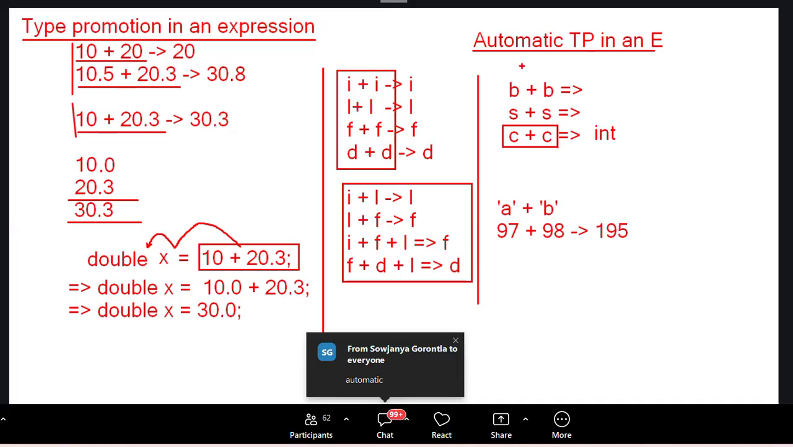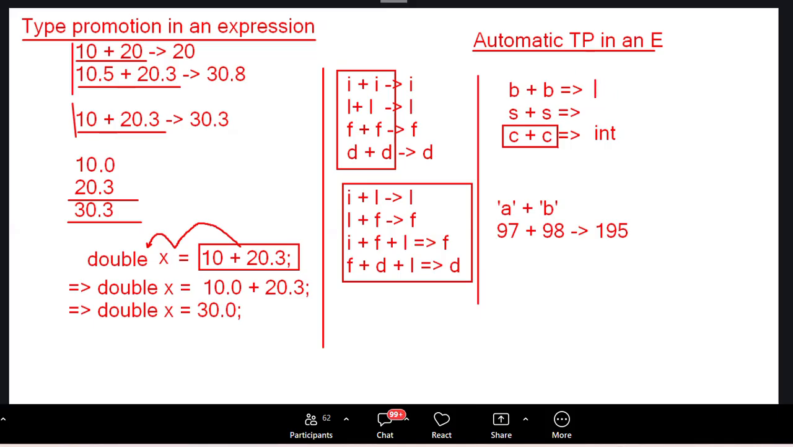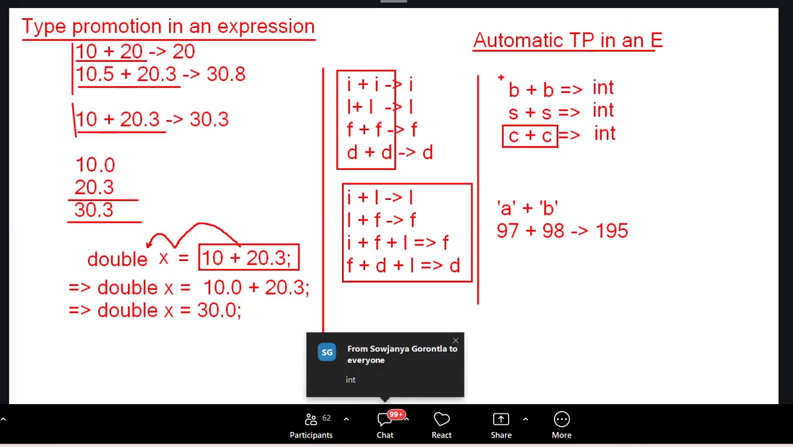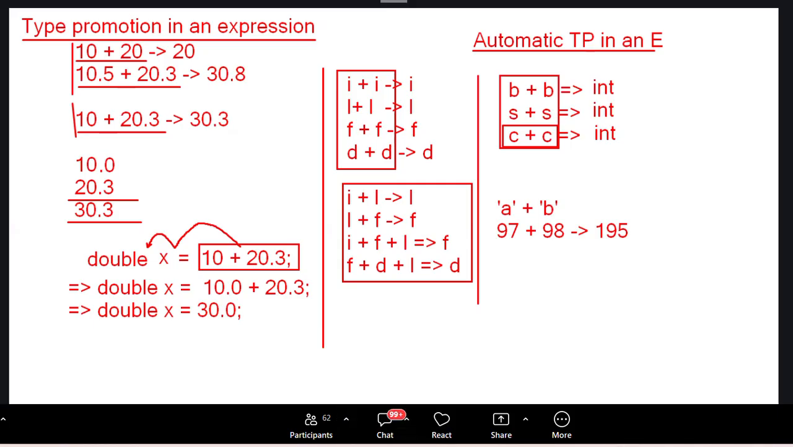Why? Tell me now. Byte plus byte result is int. Short plus short result is int, not short. Okay, byte plus byte, short plus short, char plus char. These three data types are automatically promoted to int. Why, sir? Why are they automatically promoted to int?